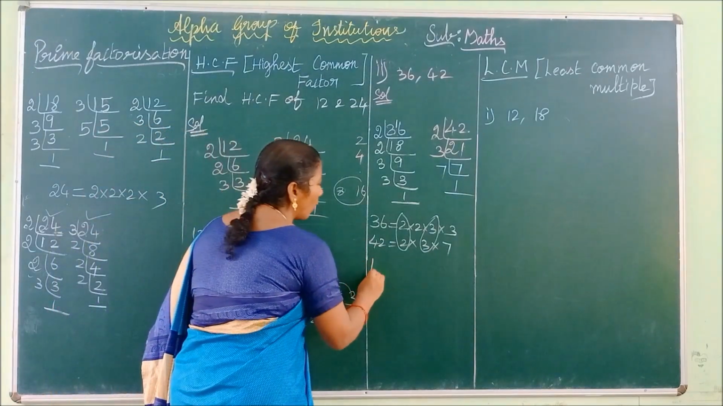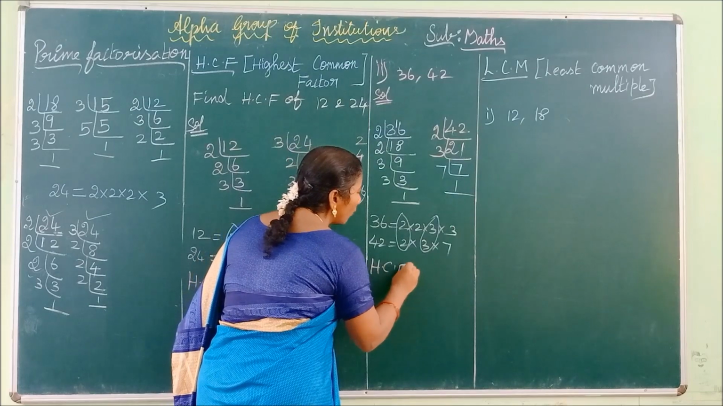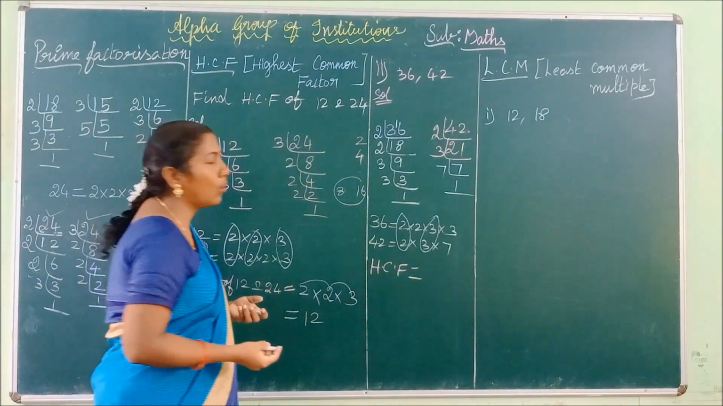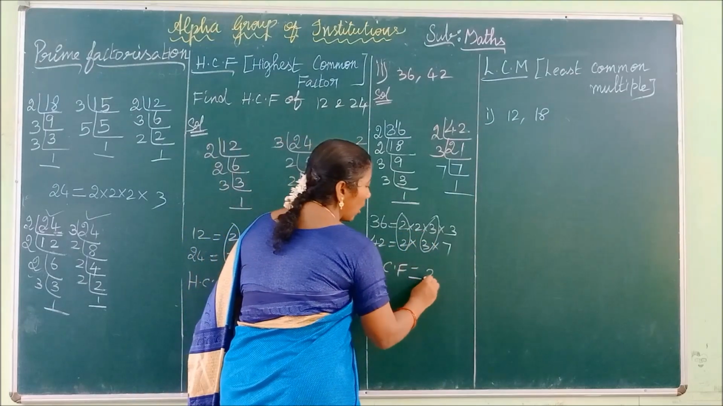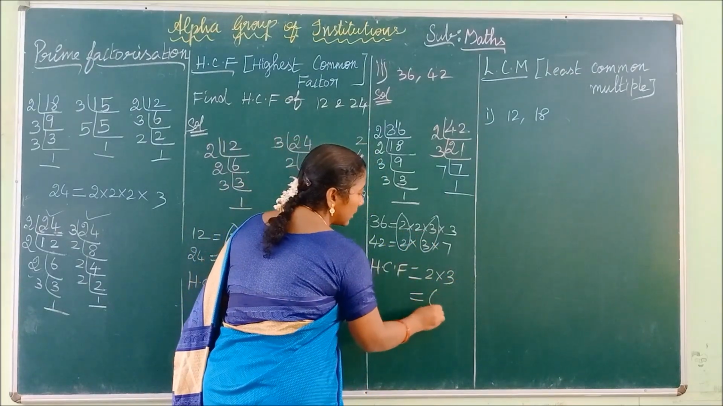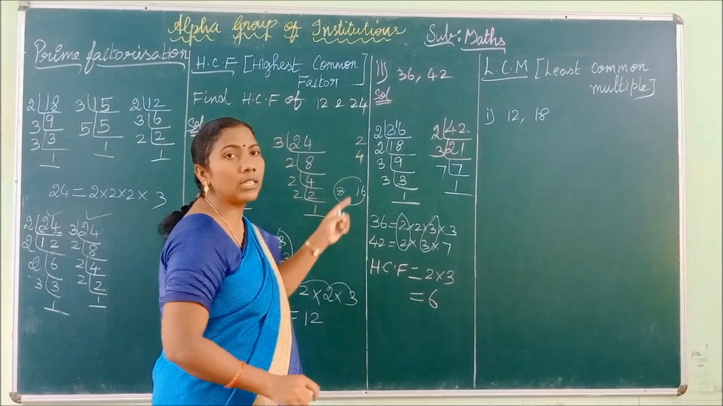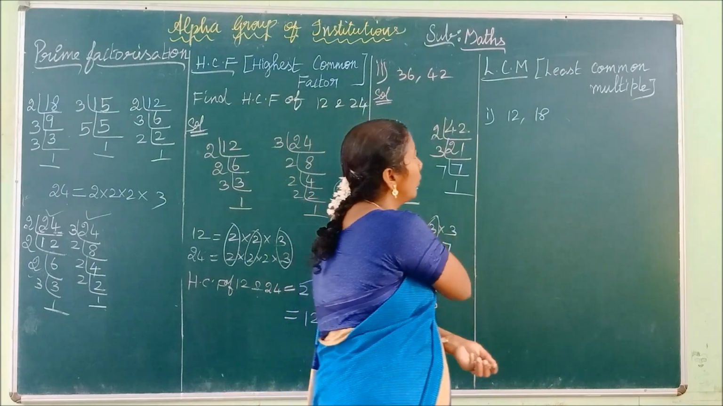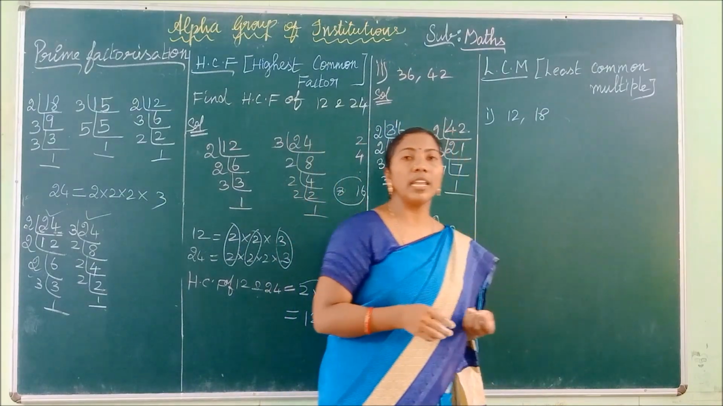Next we are going to find the HCF of 36 and 42. How do you find it? By multiplying the common factors. So 2 into 3. What is your answer? 6. So HCF of 36 and 42 is 6. Do you understand that? Next we are going to see the next concept, LCM.